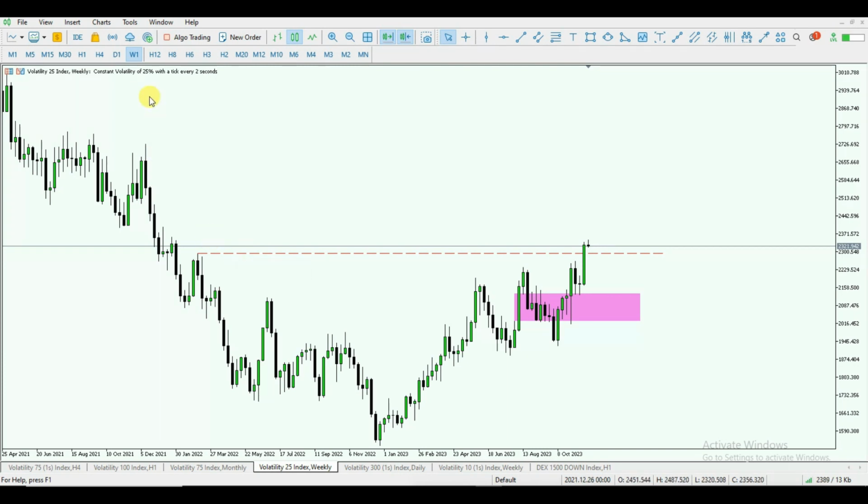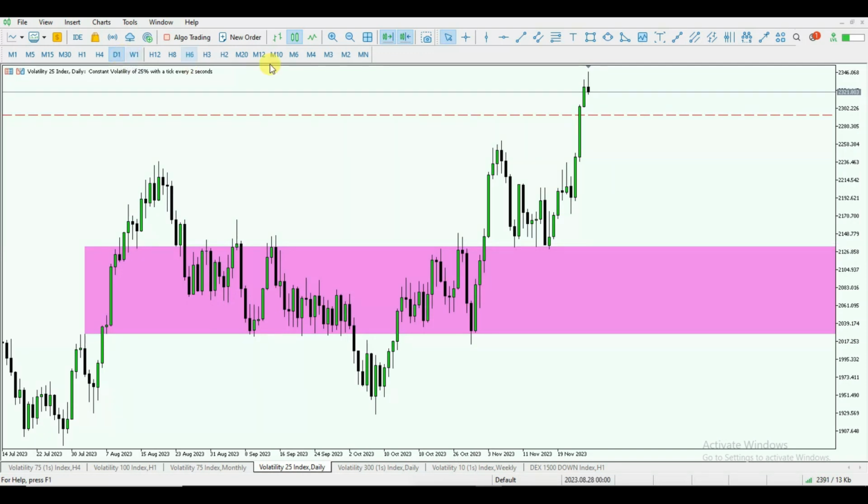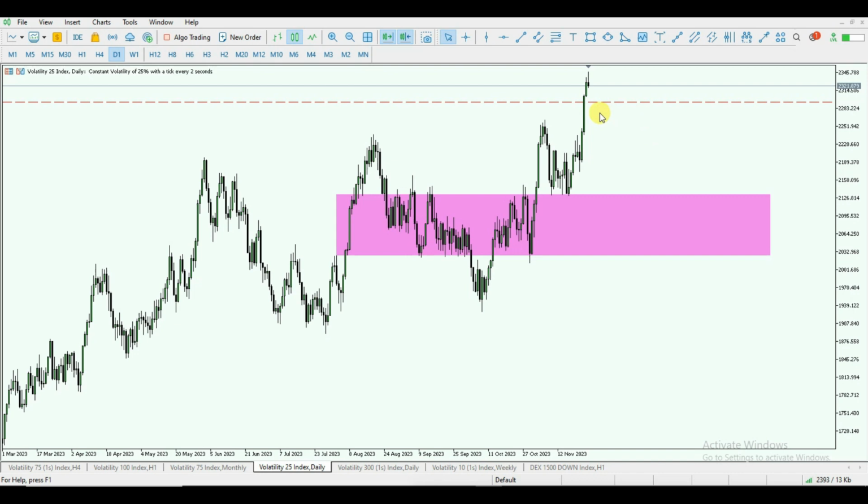Okay, so now let's go down to the daily time frame and see what we can also glean from it. On the daily time frame, we could see that there is this imbalance in here, which is price traded to this side and continued up. It means that all this area is an internal liquidity, coupled with this internal liquidity resting in here as well. Okay, so these are all internal liquidities that can be grabbed.